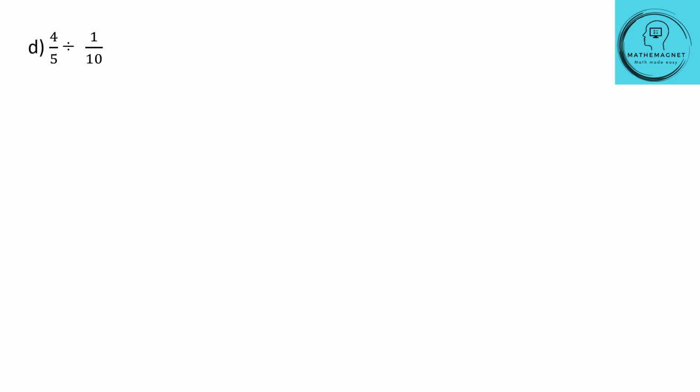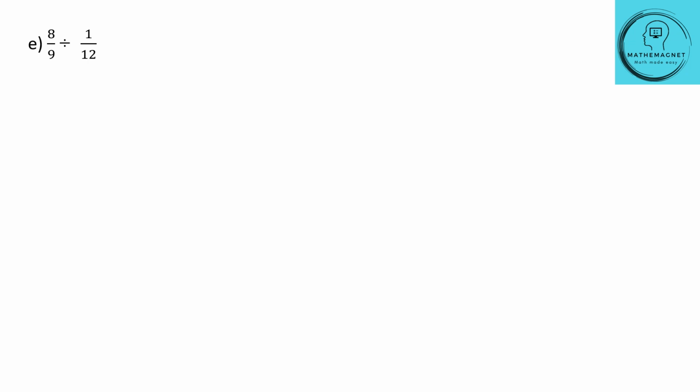Question D. 4 by 5 divided by 1 by 10. It becomes 4 by 5 into 10 by 1. Now 5 and 10 will cancel out each other 2 times. So it becomes 4 into 2 by 1 into 1, which is equal to 8 by 1, which can be written as 8.